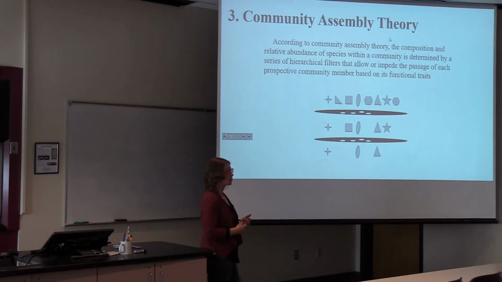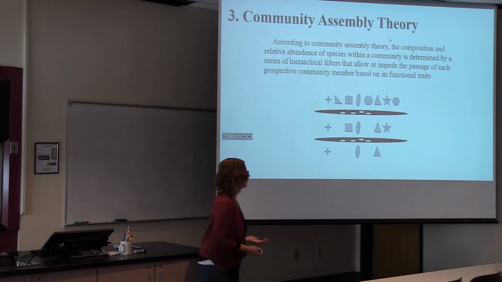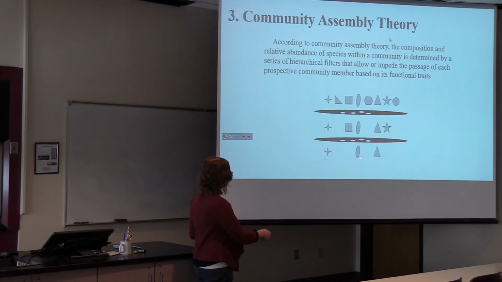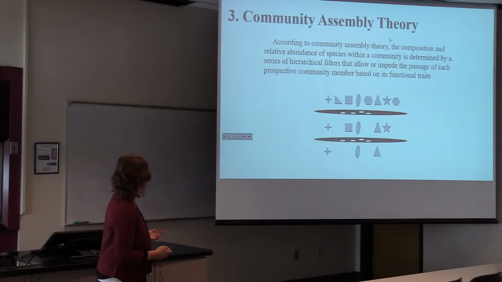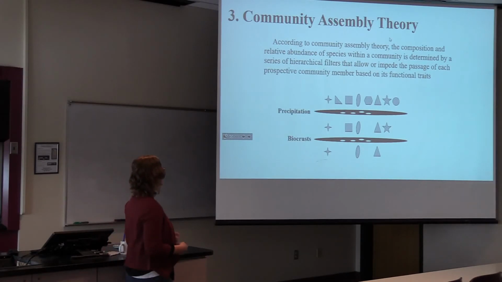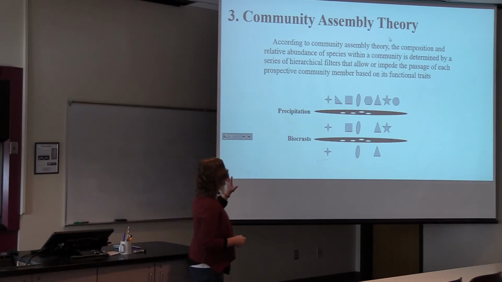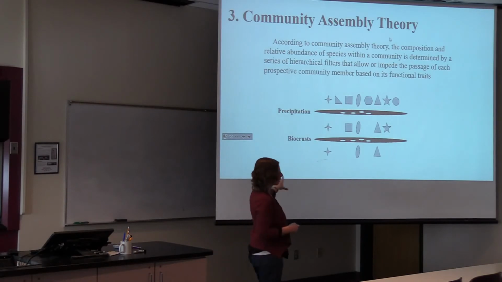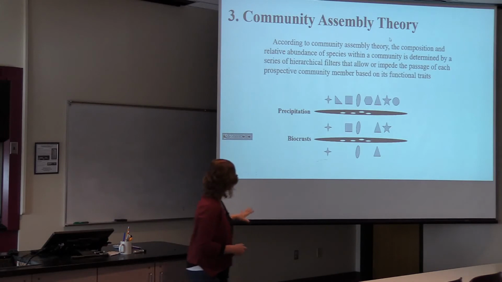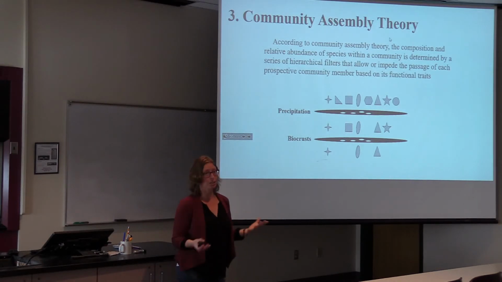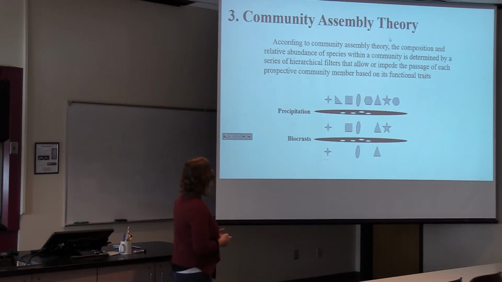The second filter could be temperature. The species may be able to get there, but it may not be able to survive the temperatures that are already in that community. And so we're really interested in understanding how the filters of precipitation and biocrust, which we know to be important filters in our dryland systems, are influencing the composition of our native plant communities.